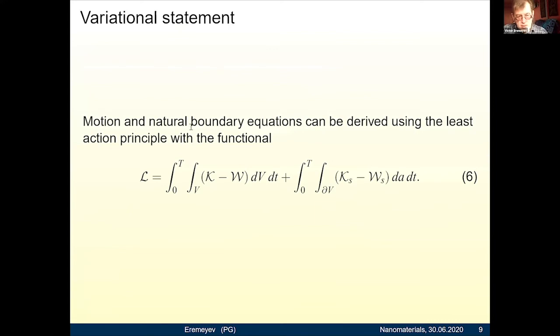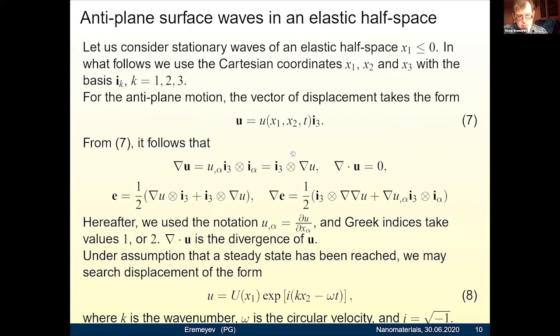For derivation of the governing equation, we use the Lagrange approach. So we consider a variational statement of the least action principle. We have the Hamiltonian functional, and this Hamiltonian functional consists of two parts: in the bulk and on the surface. We make a variation, which produces the motion equation and natural boundary conditions. And from this, we have some interesting results.